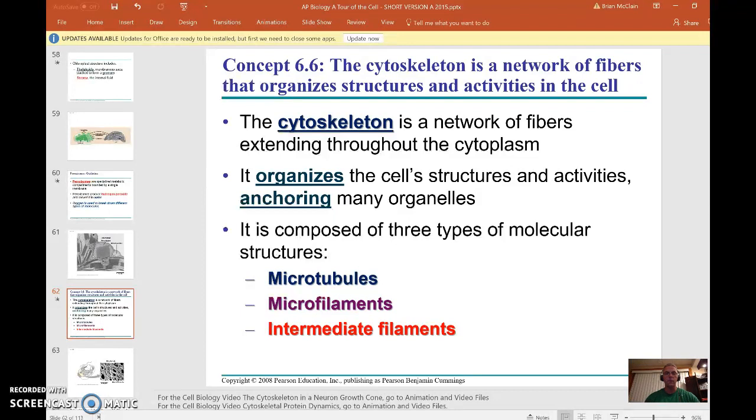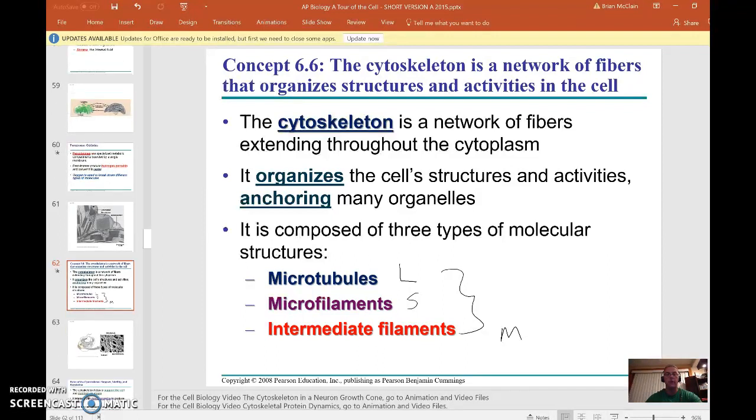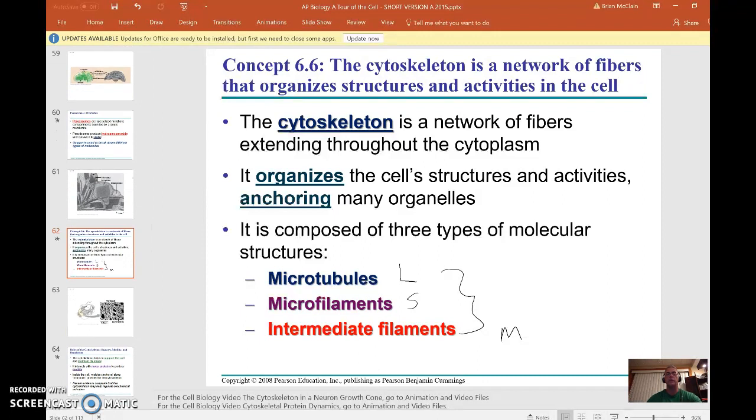So the three big types of protein structures that we're going to see in this particular area are listed down here for you. So we've got our microtubules, our microfilaments, and our intermediate filaments. If we rank those in terms of their size, the microtubules are going to be the largest, the microfilaments are going to be the smallest, and the intermediate would be the ones in the middle.